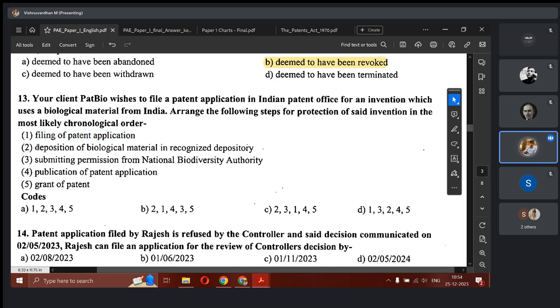Next, 2. Deposition of the biological material in the recognized depository. This deposit has to happen, correct? But before that, under the Biodiversity Act of India, you'll have to take permission. Let's say that it's some kind of protected plant life or some kind of protected animal's skin or fur. You'll need to have permission, right? Because if the police catch you with it, it's illegal material, you'll be arrested. So always you need to have permission before you can submit something. Before you deposit it, you'll need permission to deposit it. So submitting permission from the National Biodiversity Authority, to my understanding, has to be the first option.